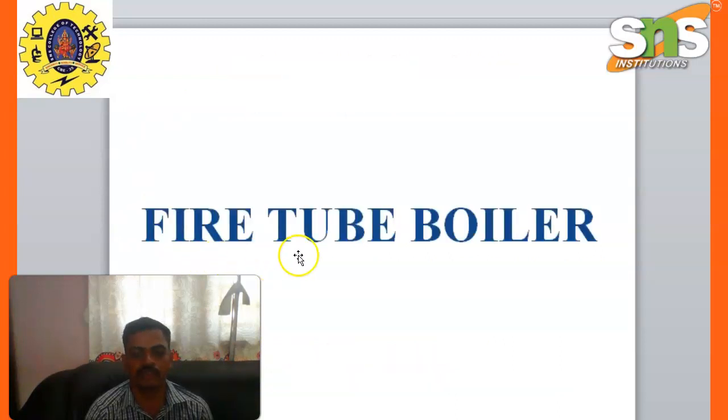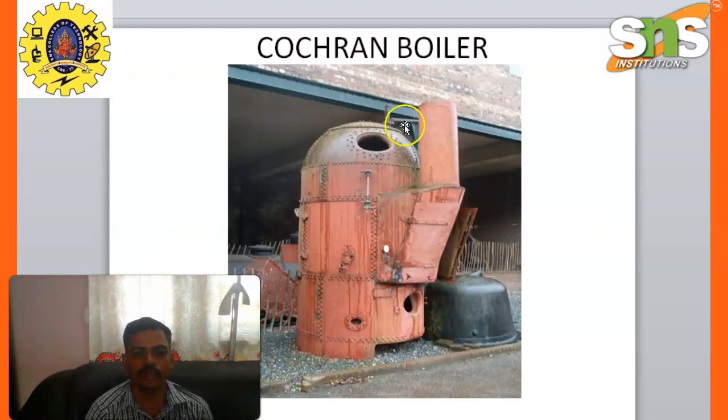Next one is the fire tube boiler. These are examples of the Cochran boiler and its accessories. It's constructed by cast iron methods.